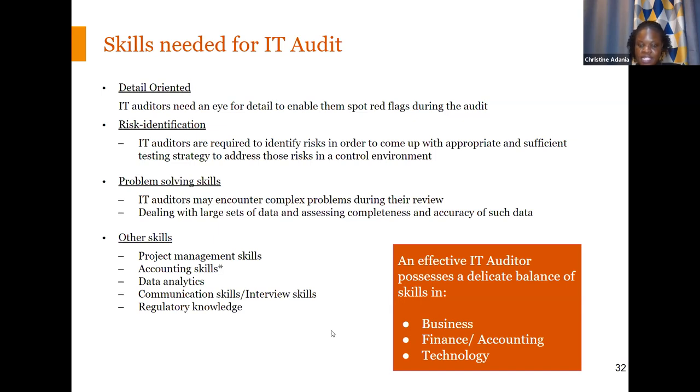Then you also have to have regulatory knowledge for IT auditing, for the business. As an IT auditor, you have to strike a delicate balance with the skills in business, in finance and accounting, and in technology. So you usually find that most people who have been certified in information systems auditing have also done maybe CPA or CCSA. So it just gives them that holistic view of how to look at things.